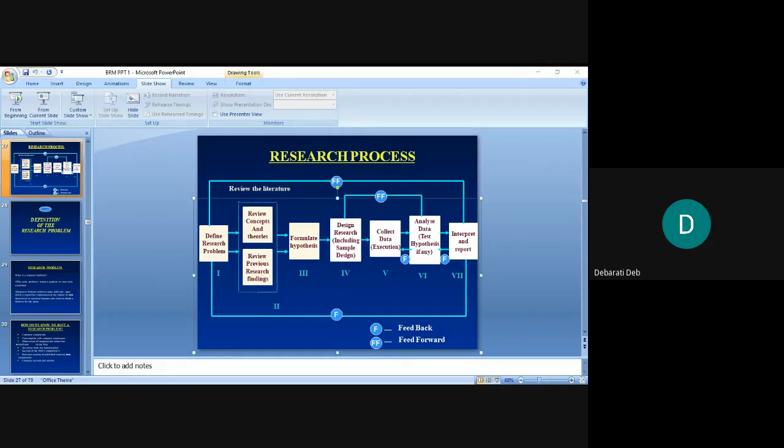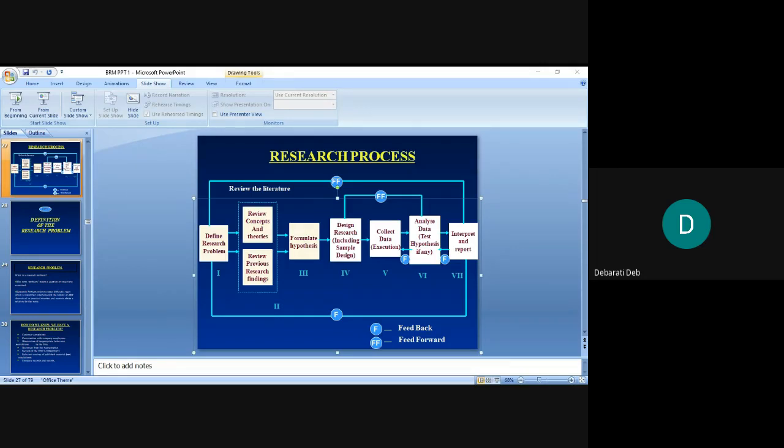Formulating a hypothesis means you are assuming the solution, and then you are moving ahead. When you are moving ahead, after that you need to design the research. Designing the research means deciding about everything, the entire planning of the research, how you are going to move ahead, how you are going to find the answer to your problem. That you need to do in the fourth step.